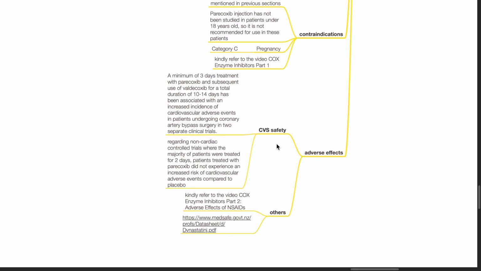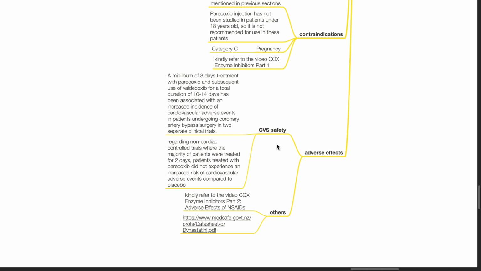Adverse effects. Regarding CVS safety, a minimum of 3 days treatment with Percocet and subsequent use of valdecoxib for a total duration of 10 to 14 days has been associated with an increased incidence of cardiovascular adverse events in patients undergoing coronary artery bypass surgery in 2 separate clinical trials.